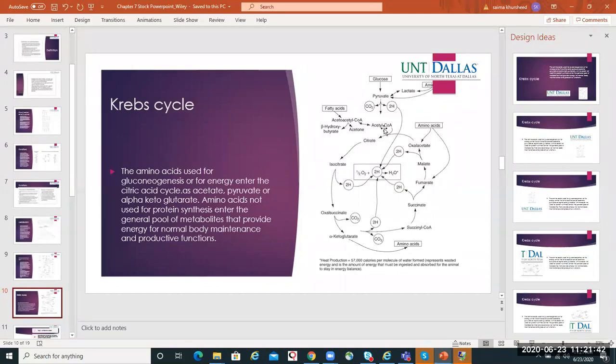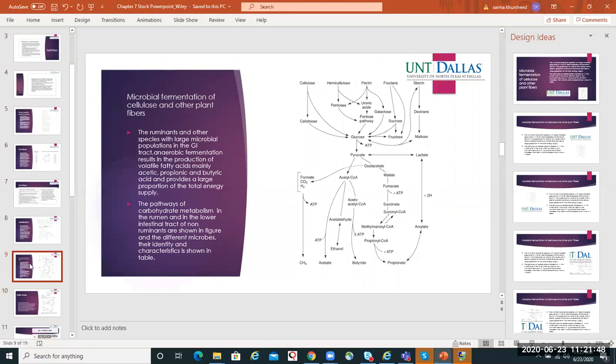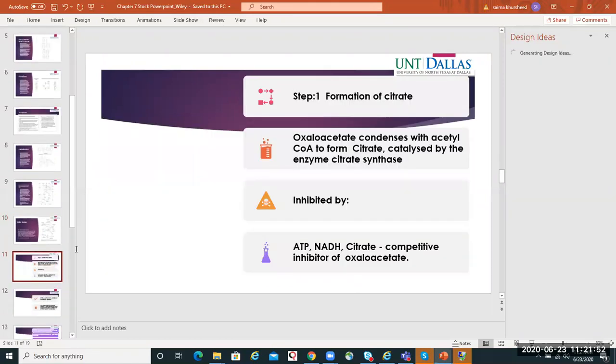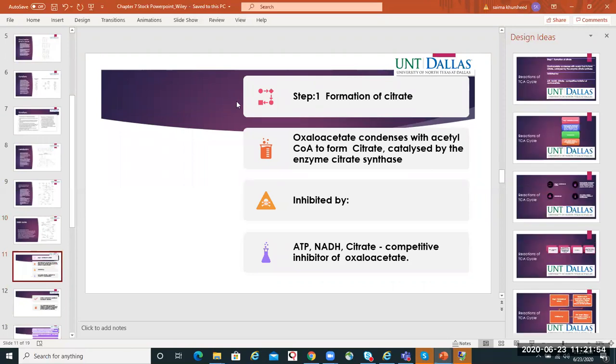So there are different steps that are involved in this Krebs cycle. We will go through them step by step. So step one is the formation of citrate. The oxaloacetate condenses with the acetyl coenzyme A to form the citrate, which is catalyzed by the enzyme citrate synthase.